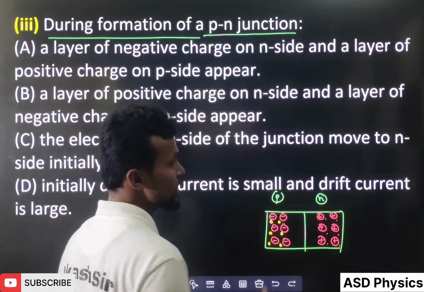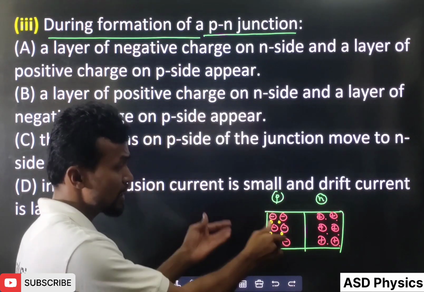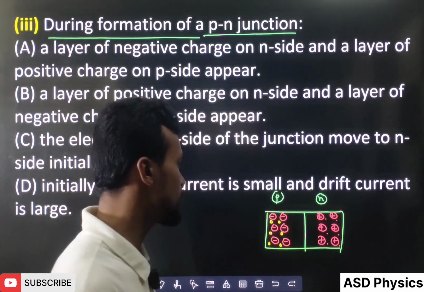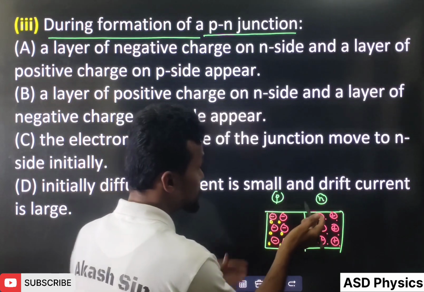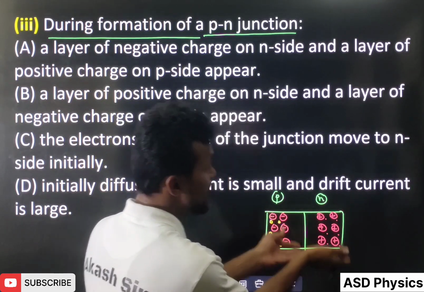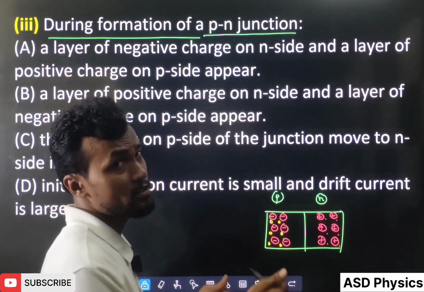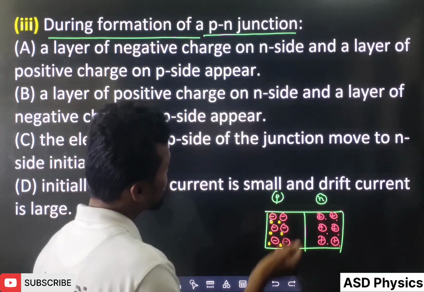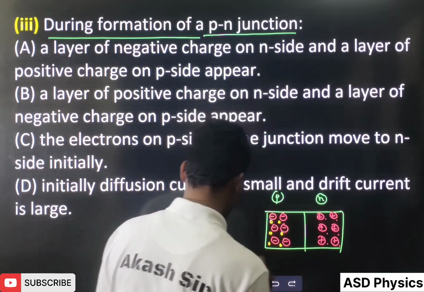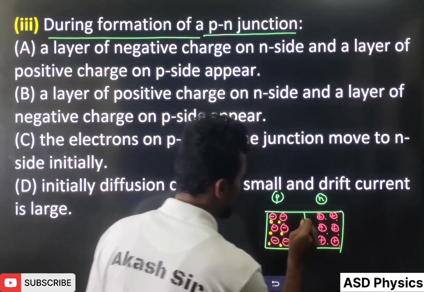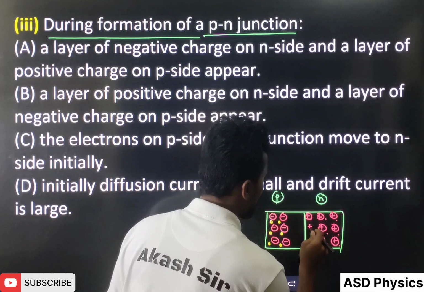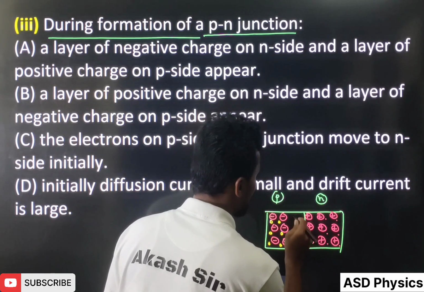So when we make this p-n junction, unbiased, I am not taking any battery, some of the electrons will go from n-type to p-type and cause the diffusion current. But that is not required for this question. Remember, this side is positive, and this side is negative.